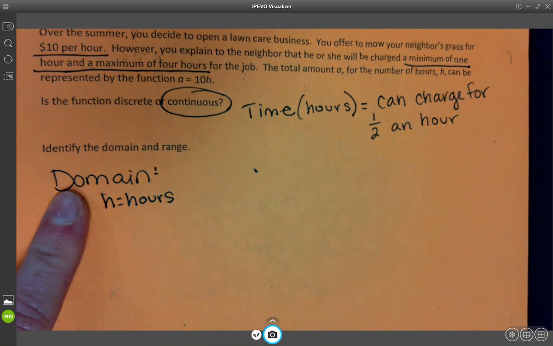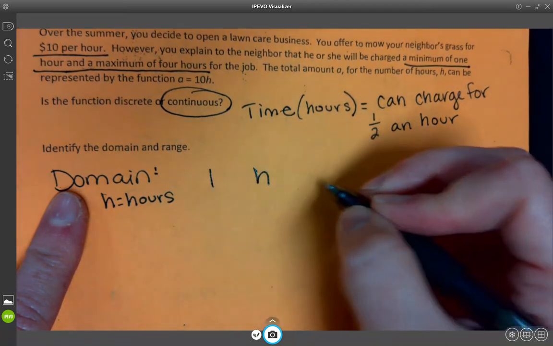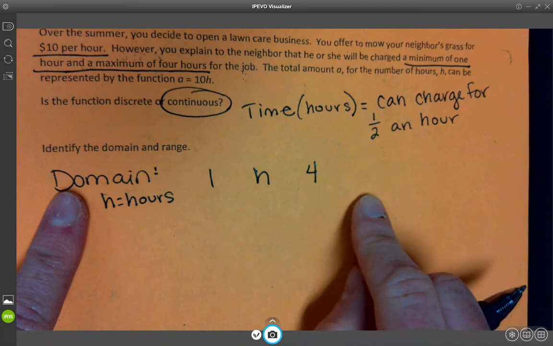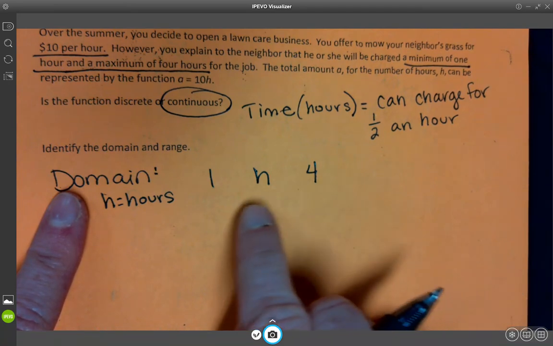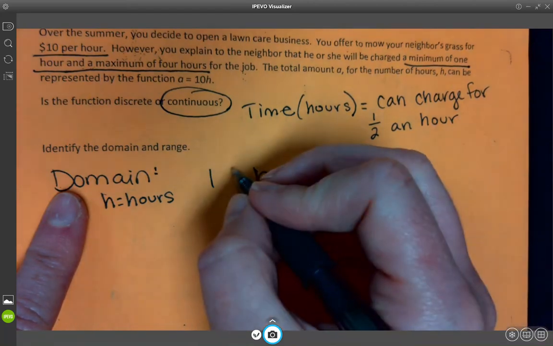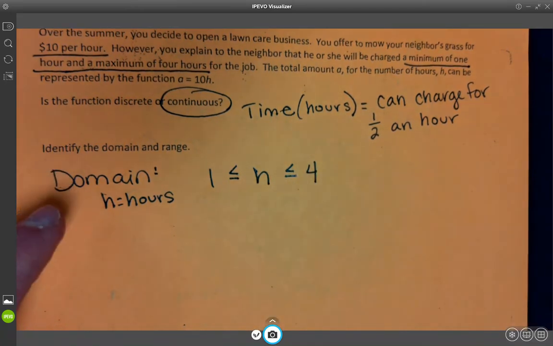Follow along. So it's going to be H is between 1 and 4. Whenever you have continuous data, you write it as an inequality because you can charge anywhere between 1 and 4. It says a minimum, so I'm going to use less than or equal to, and a maximum of 4 hours.